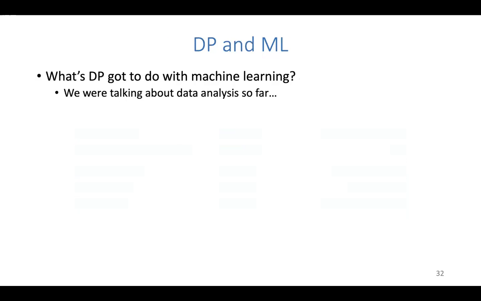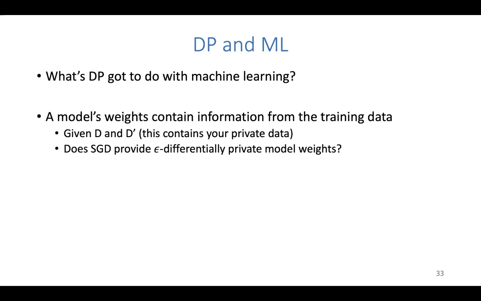All right, so moving on to differential privacy and machine learning. So far it was all good. We were talking about data analysis and how making queries to a data set can potentially cause privacy issues. But what does differential privacy have to do with machine learning? What is the whole point of introducing differential privacy in the machine learning scene? It is relevant because a model's weights contain information from the training set. Obviously, the model's weights are derived information from the training sample.